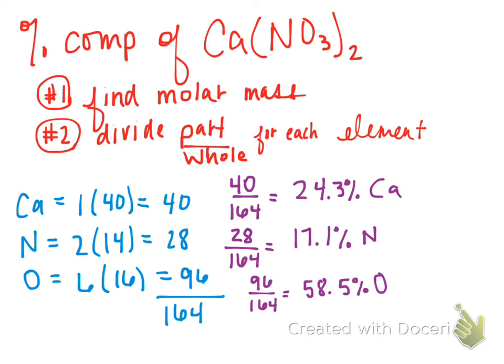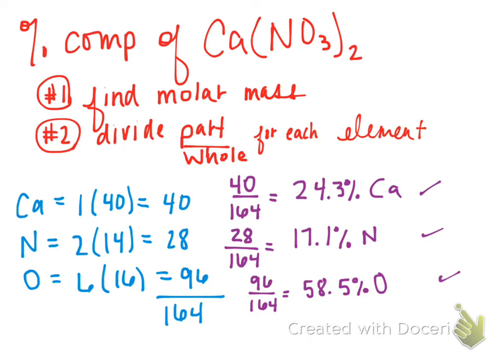58.5% oxygen. If I had done only 14 divided by 164 and 16 divided by 164, my percentages would be way, way off, because I'm not taking into account all of the nitrogen and all of the oxygen. So you need to make sure you do that. Then if we add up our percentages, 58.5 plus 17.1 plus 24.3, I got 99.9%, which is where we need to be. We want to be really close to 100%. So that's where we're at for our percent composition.